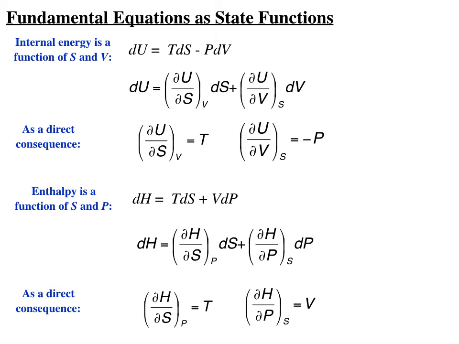So dH is the partial of H with respect to S at fixed P, dS, plus the partial of H with respect to P at fixed S, dP. Now if I compare that equation to the equation directly above it, I see that dH/dS at fixed P equates directly with T, and I see that dH/dP at fixed S equates directly with V. And again, these hang together with earlier discussions we had with the significance of enthalpy.